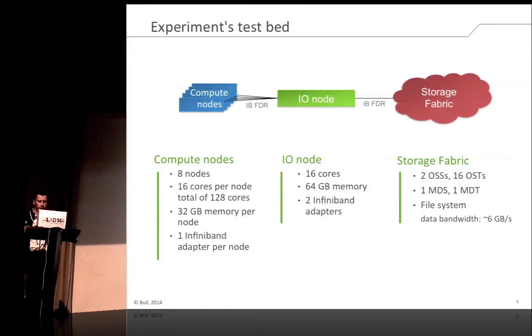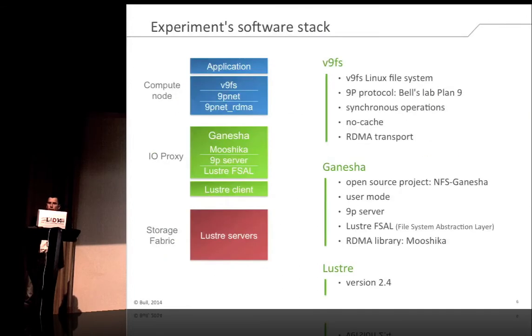This slide presents the components of the software stack. On the compute nodes, the application accesses the storage through the v9fs file system, which is based on 9P, the Plan 9 file system protocol. It's a network protocol developed several years ago by Bell Labs for the Plan 9 distributed operating system. And v9fs is the client part of the file system implementation of Plan 9.